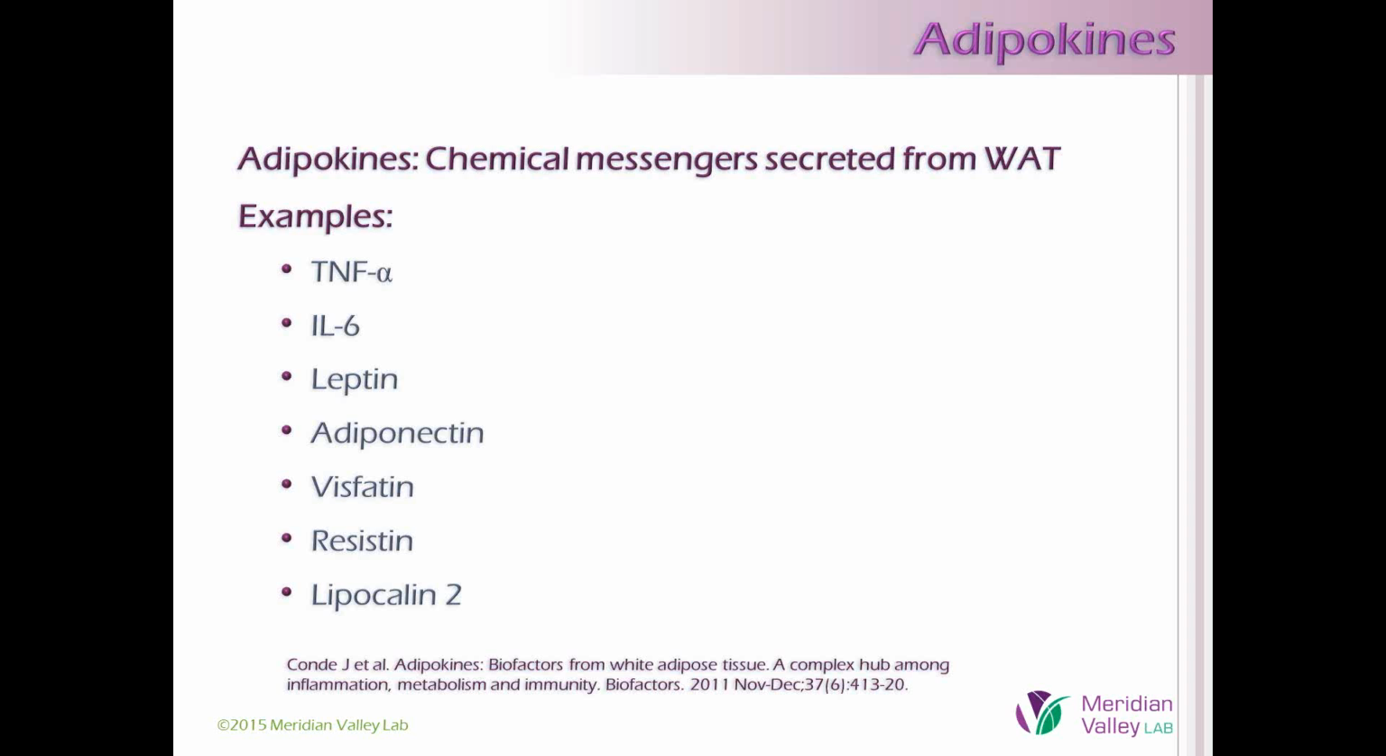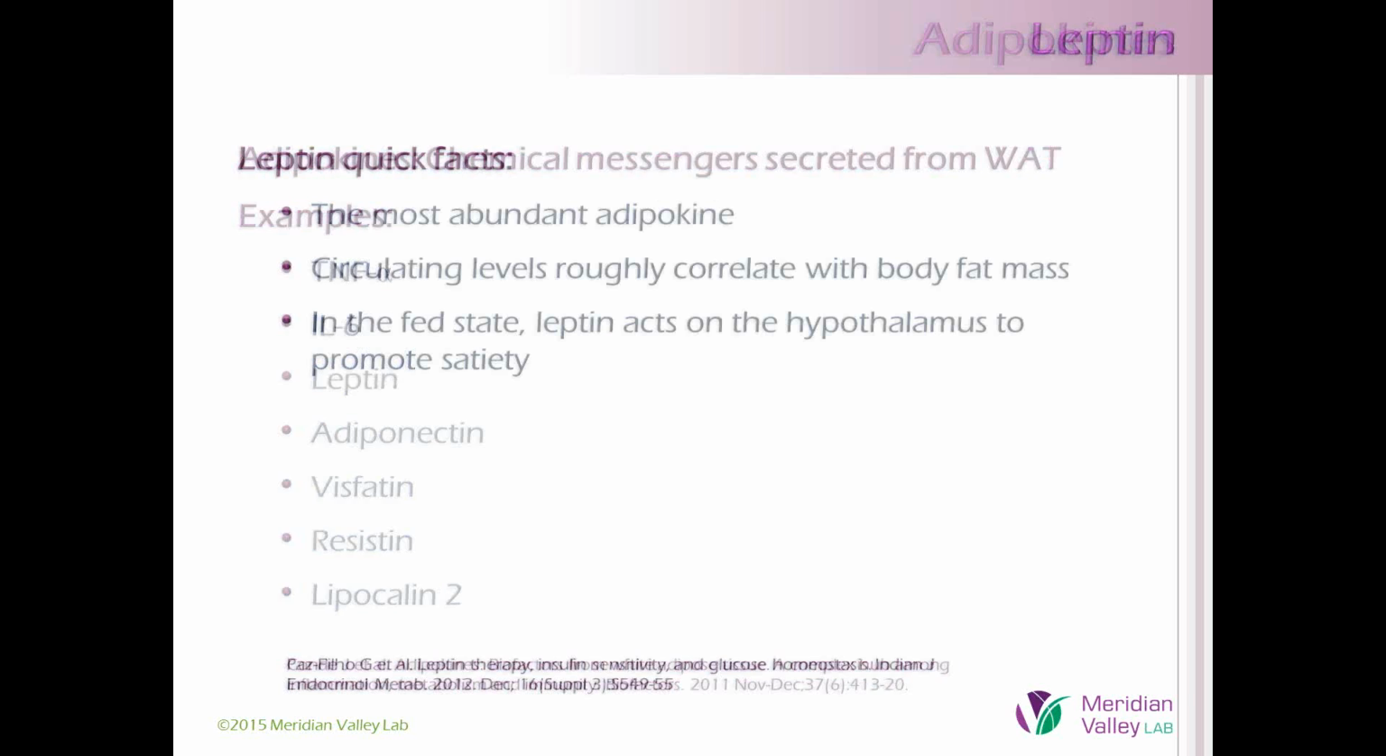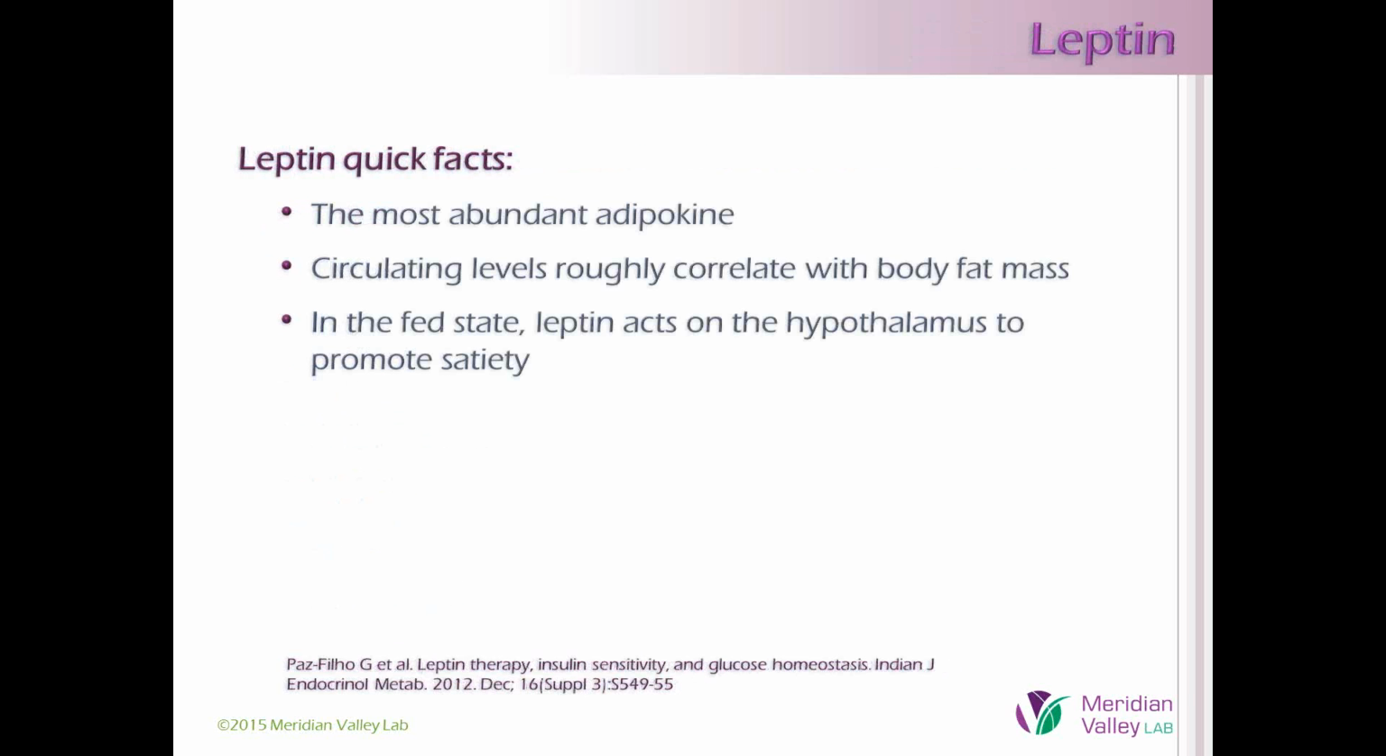So here we have the first suggestion, or the first mechanism, that links adipose tissue with inflammation, especially if it's in abundance. But I'm going to spend some time today talking to you about leptin. Leptin is the most abundant adipokine, and the circulating levels correlate with body fat mass. This is another principle that I'm going to make reference to later on. And one of the major jobs that leptin brings forth is to promote satiety. It tells the body that it's time to be full.